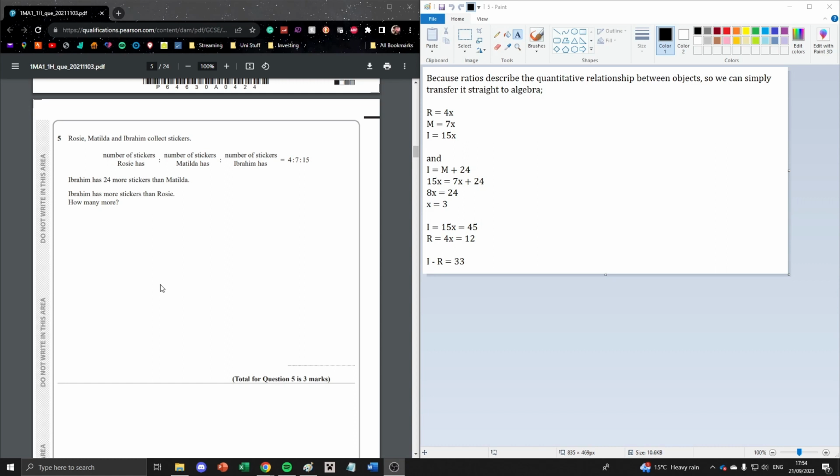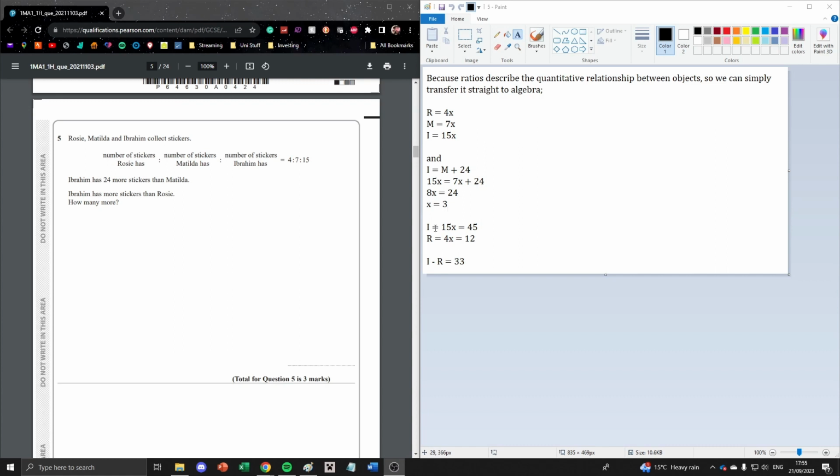Because ratios are just describing the quantitative relationship between objects, we can just take it straight to an algebra problem. So we can say R for Rosie equals 4x, M for Matilda equals 7x, and I for Ibrahim equals 15x. We're told that Ibrahim has 24 more stickers than Matilda, so I equals M plus 24, or 15x equals 7x plus 24. If we then subtract 7x from both sides of this equation, we end up with 8x equals 24. If we then divide both sides by 8, we get x equals 3.